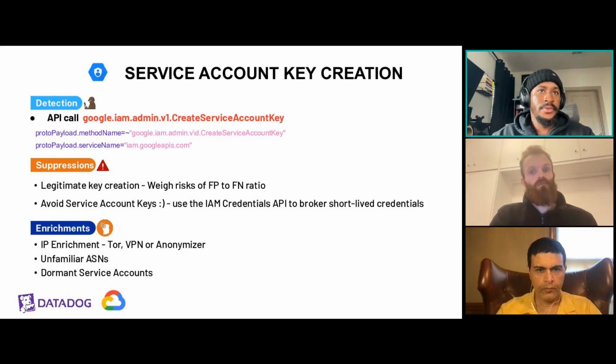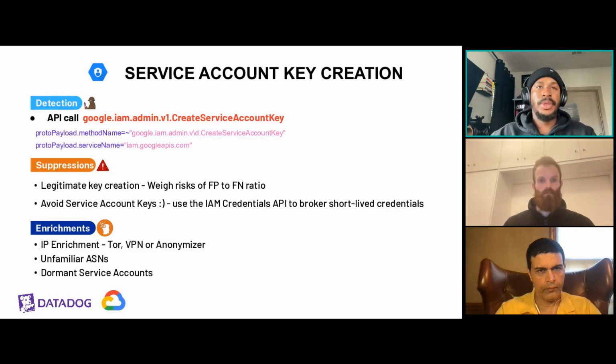And on the other end, if you actually do avoid service account key creation and just use the IAM credentials API to broker short-lived credentials, then you have a higher level of confidence that it is malicious when you actually see service account key creation. So if you're putting in a preventative measure of using short-lived credentials, and you then see something going against that measure, in terms of creating a service account key when you have that measure in place, then you have a high level of confidence that this is actually malicious activity.